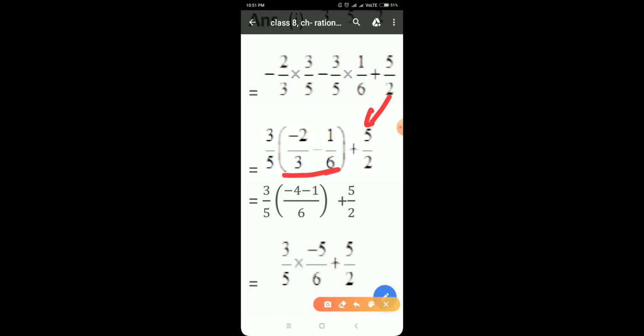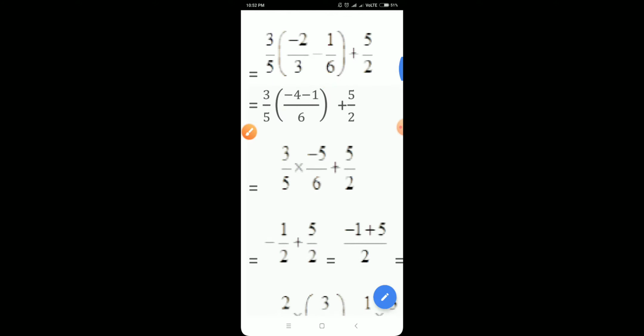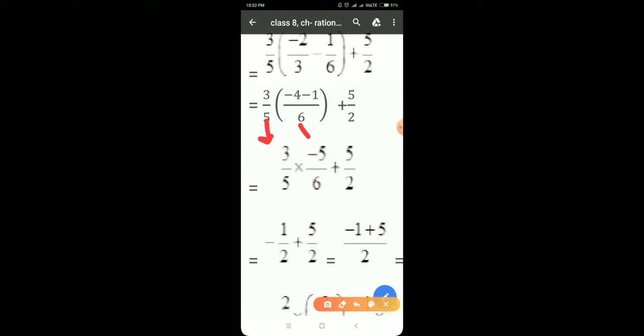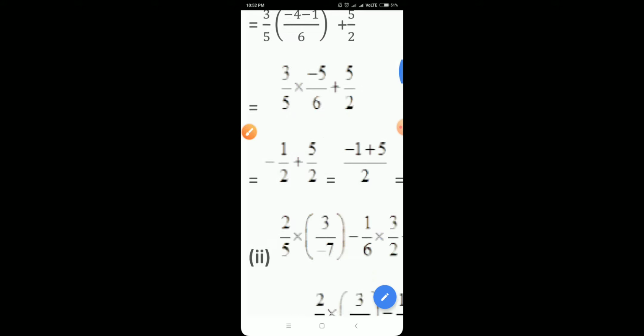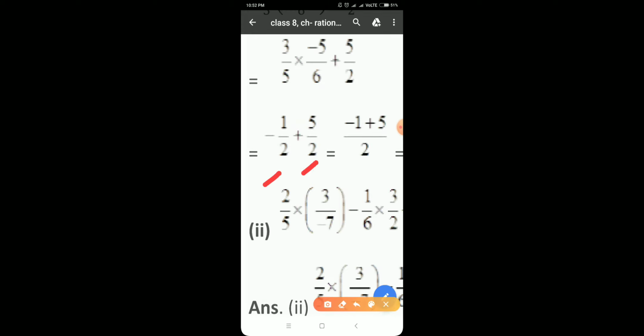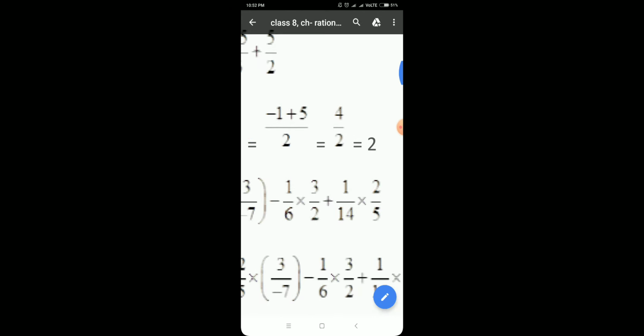So after solving this, multiplying 3/5 as it is, and you will solve this by taking LCM or by division, 5/2 as it is. Now this -3/5 as it is, after solving you will get -5/6 plus 5/2. Now multiplying, this will cancel, 3/6, this will be 1 and 2, so you will get -1/2, and this 5 cancels, this will become -1/2 and this is plus 5/2. So after solving this -1/2 and 5/2, taking LCM and solving, you will get 2 as your answer.